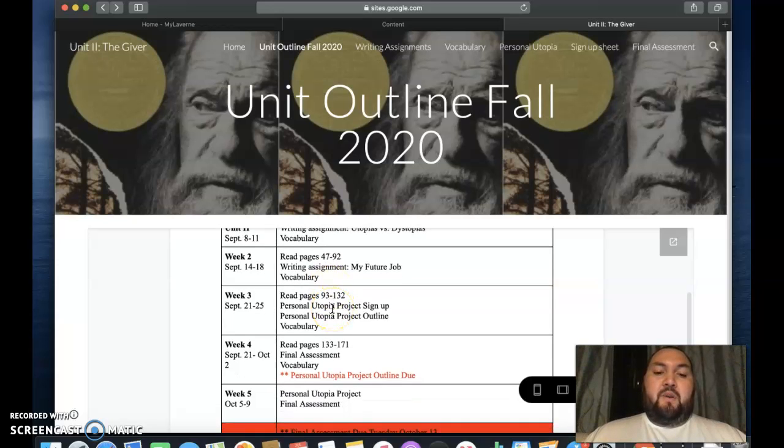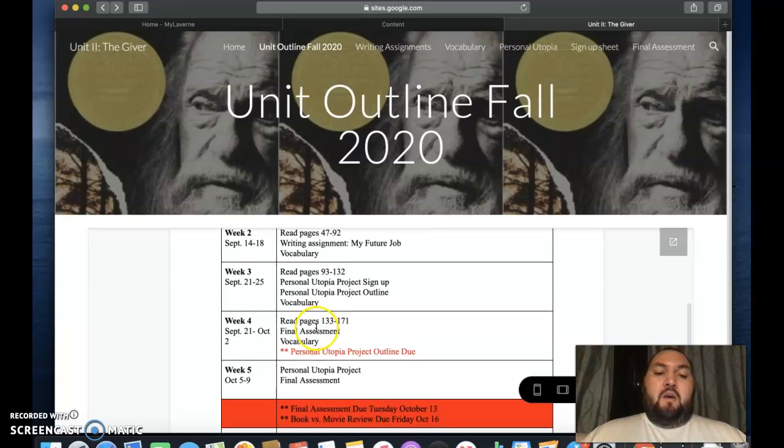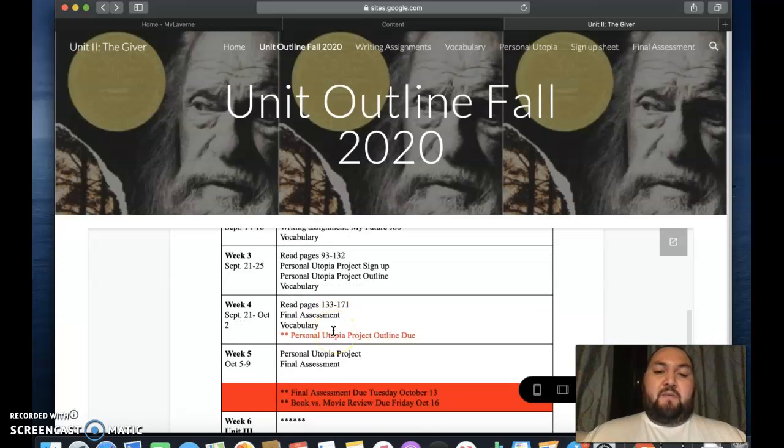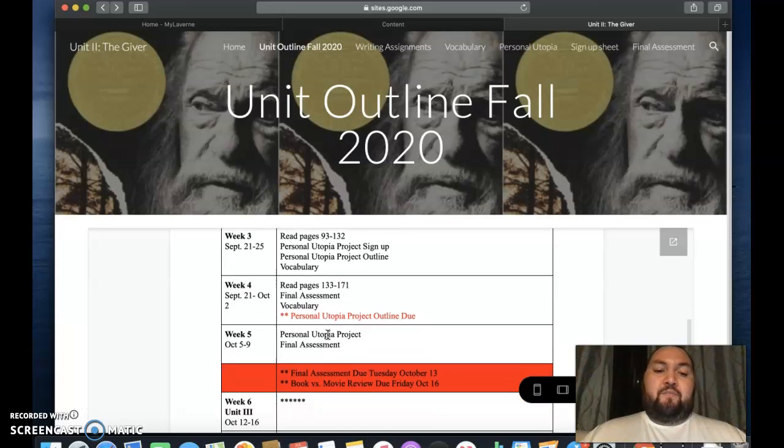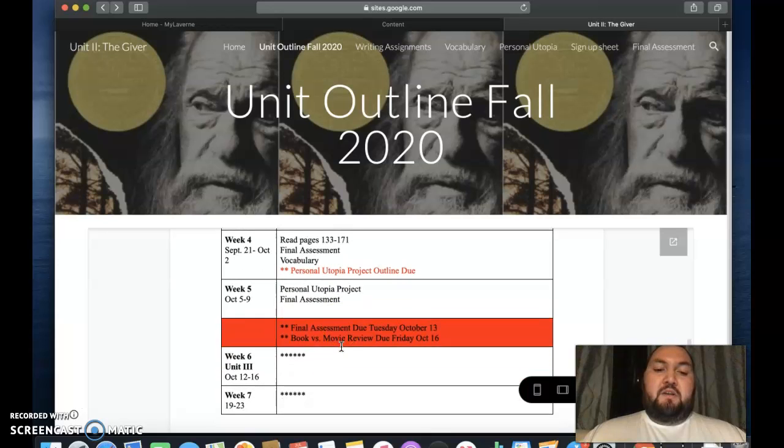Week 3, read pages 93 through 132. Here you will sign up for your group project, Personal Utopia. You will begin your Personal Utopia project outline and vocabulary. Week 4, you will begin your final assessment, your vocabulary. Your Personal Utopia project outline is due. Week 5, Personal Utopia project, your final assessment.